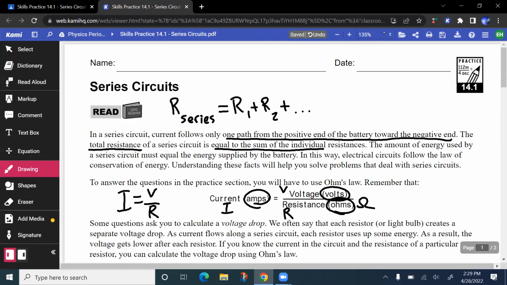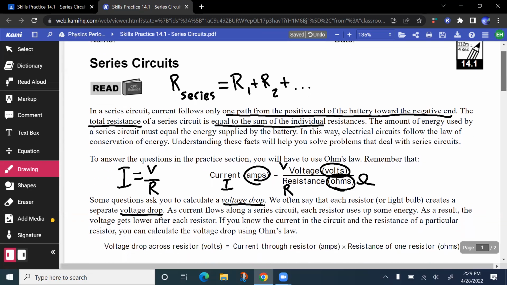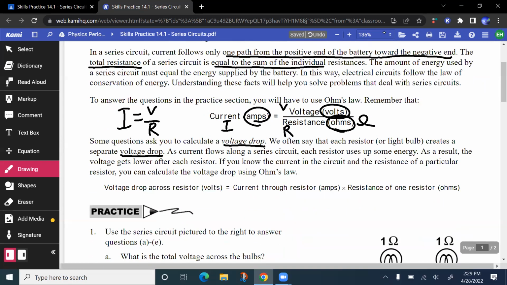Do keep in mind, we're going to use another version of the Ohm's law equation to find the voltage drop. So to find the voltage drop, solve for V. And the voltage drop across a resistor equals the current times the resistance. So V equals I times R across any resistor. All right, so we're going to be using these to go through the following practice items. Let's begin.